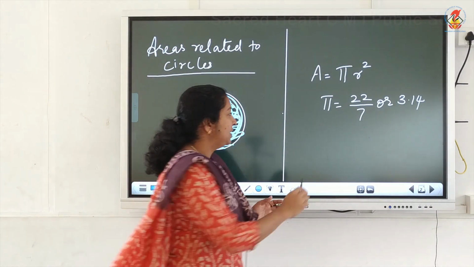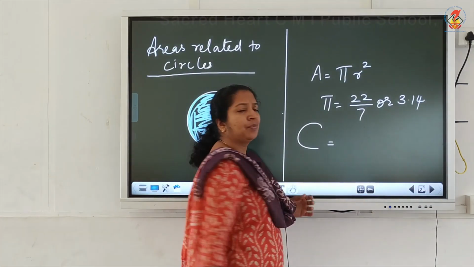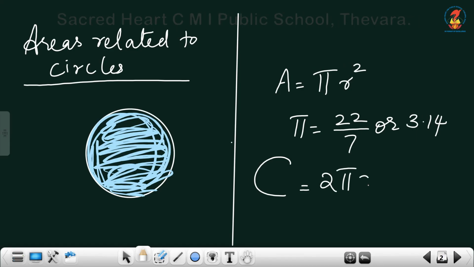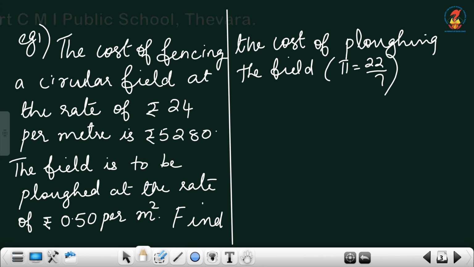What is the formula to find the circumference, which we have already learned? C is equal to 2 pi r. Circumference is equal to 2 pi r, where r is the radius. So, we can start doing the problems.